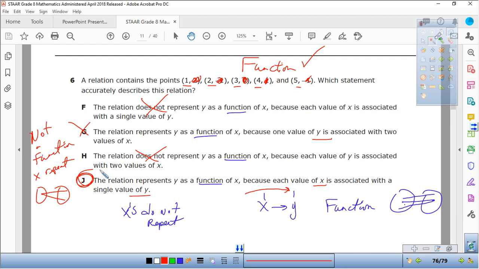Always keep them in order, guys. X comes first. Okay? In a function, you give me your x, I'll tell you what your y is. You can't give me the y, and I'll tell you what your x is when it comes to these functions. Okay, going once, going twice.